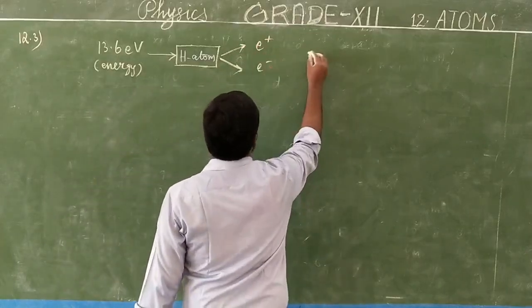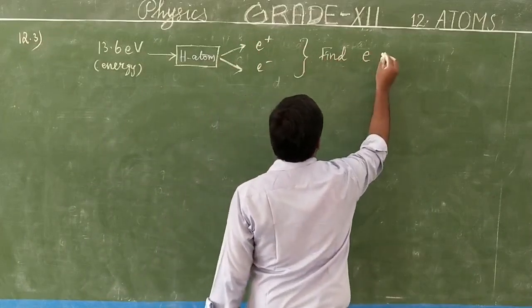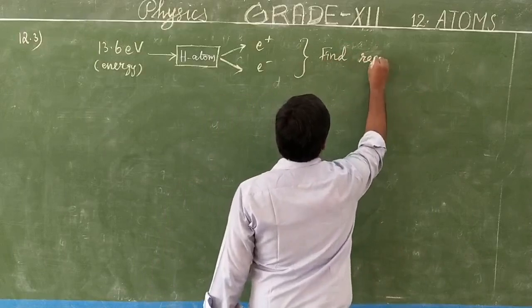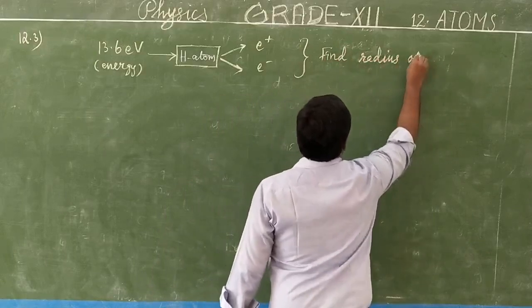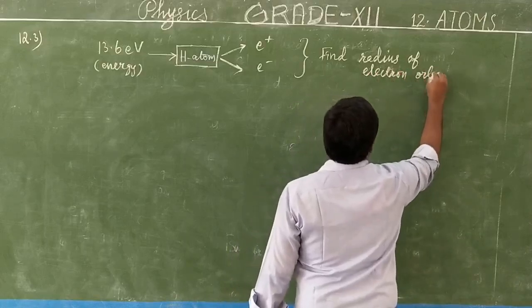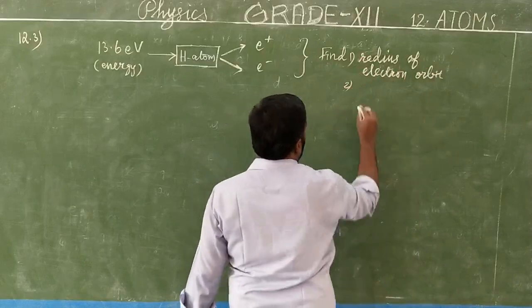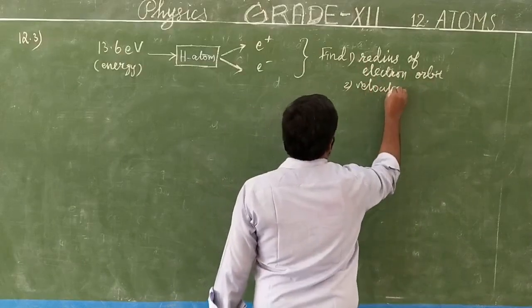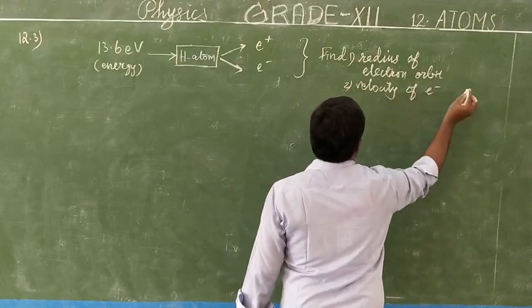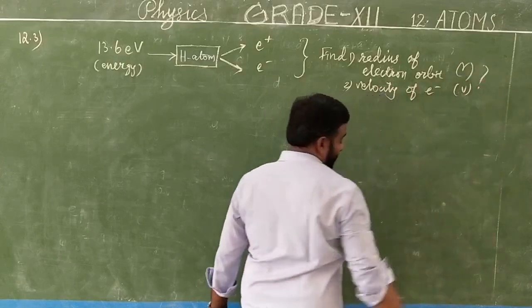So from this, find the radius of the electron orbit. And second, the velocity of this electron. That is, R and V you want to determine.